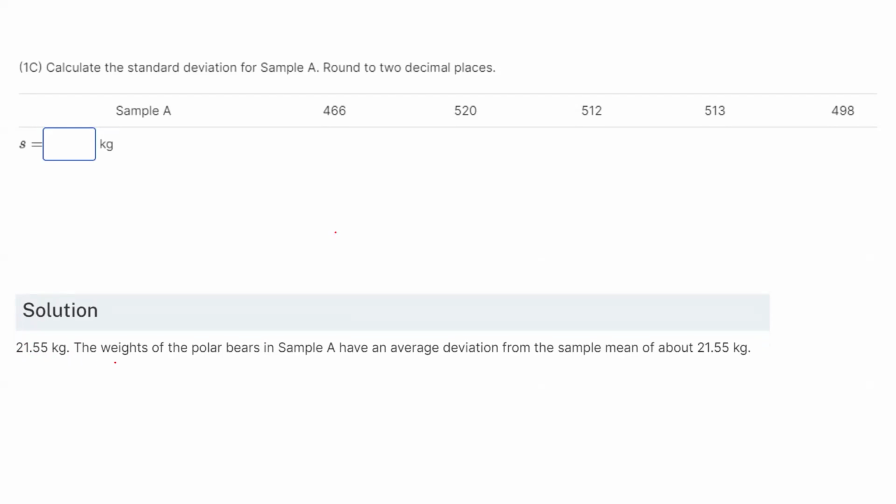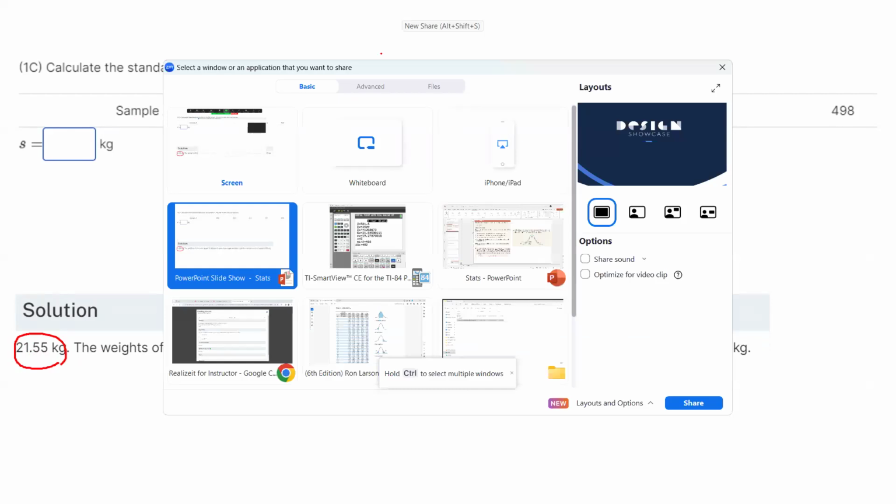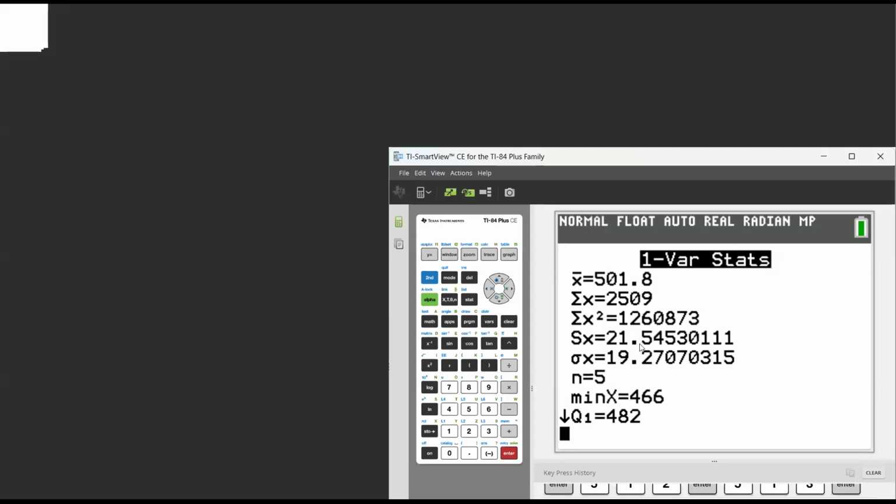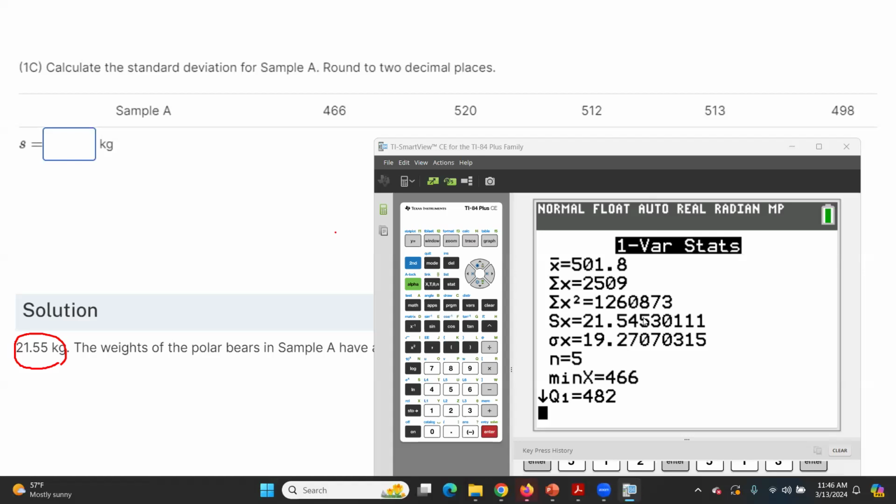21.55 kilogram is the standard deviation for this sample. The question says round to 2 decimal places. So that's how you end up with 21.55 kilogram. You can take a look at your calculator as well. 21.545, which is now rounded to 2 decimal places. So you have a 5, you're going to add 1 to 4. So that's how you end up with 21.55. Let us go to the next question.